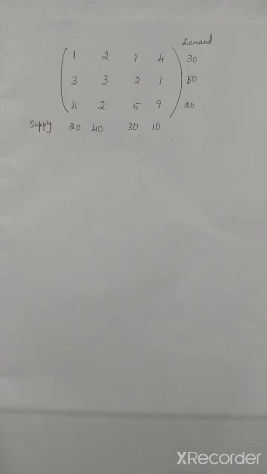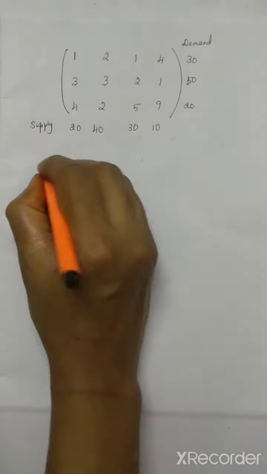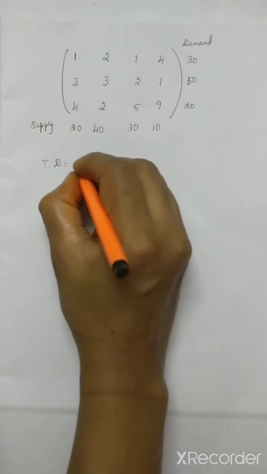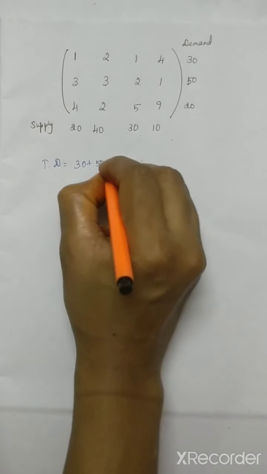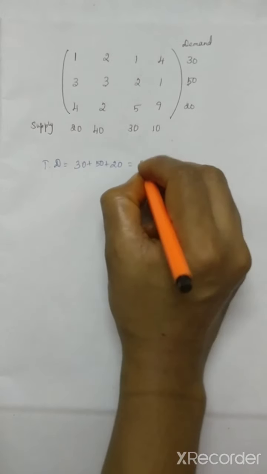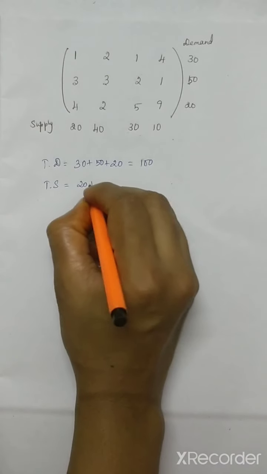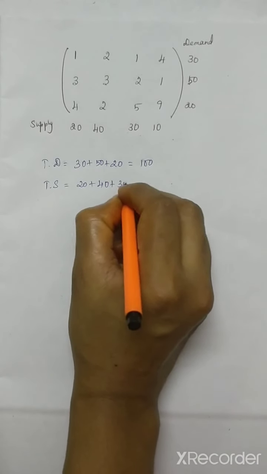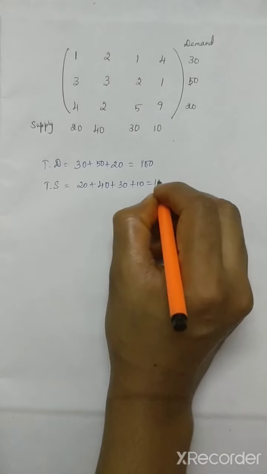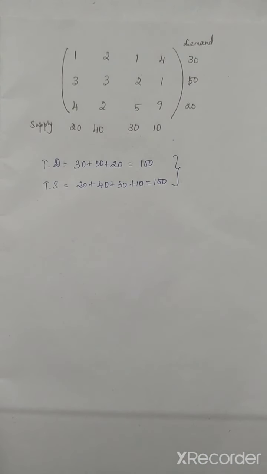For this problem you have to check whether the total demand is equal to total supply or not. Total demand is equal to 30 plus 50 plus 20, that is equal to 100. Total supply is equal to 20 plus 40 plus 30 plus 10, that is also 100. So both the values are equal. So this is a balanced transportation problem. We have to move with the solution. So for this we have to draw the matrix.